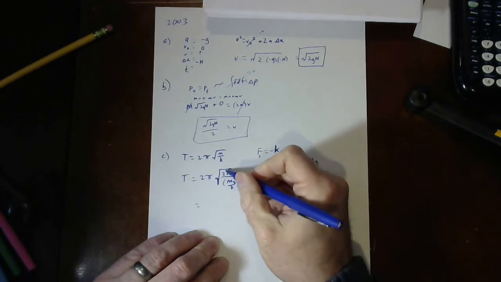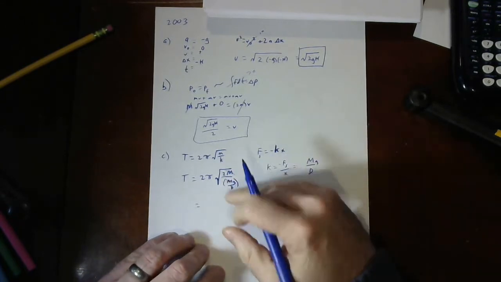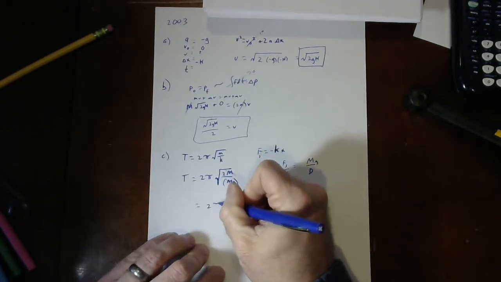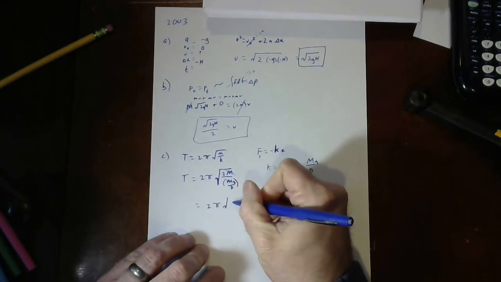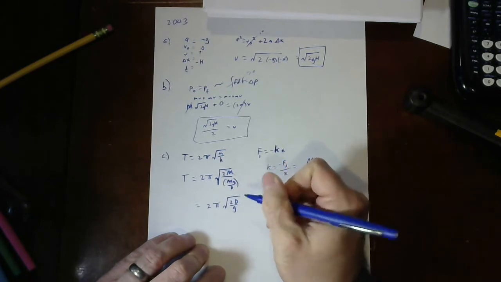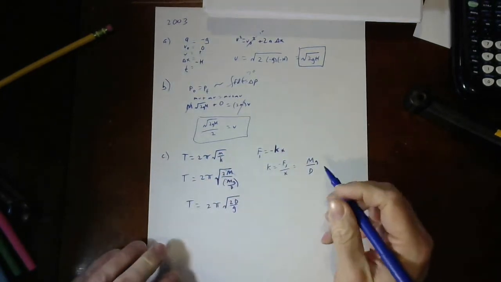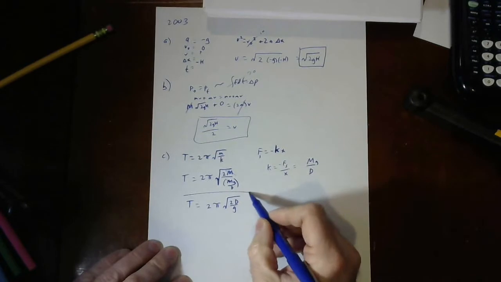So let's see here. The two m's are going to cancel. Invert what's in the radical. So it's going to be 2 pi times the root of 2d over g. Okay, and that'll be the period of my mass on the spring.